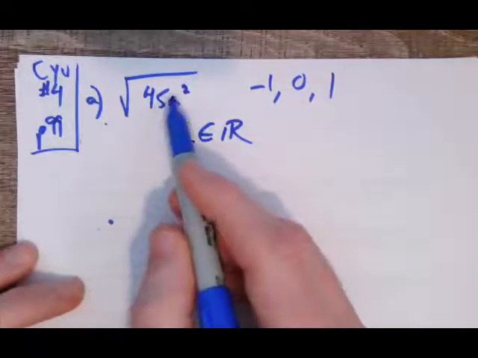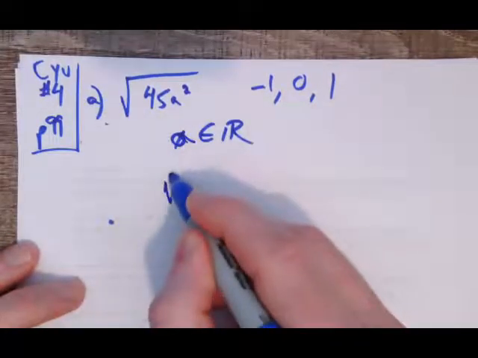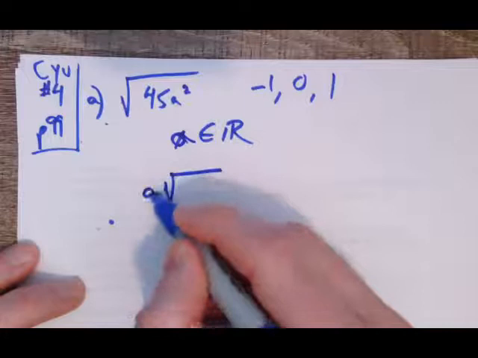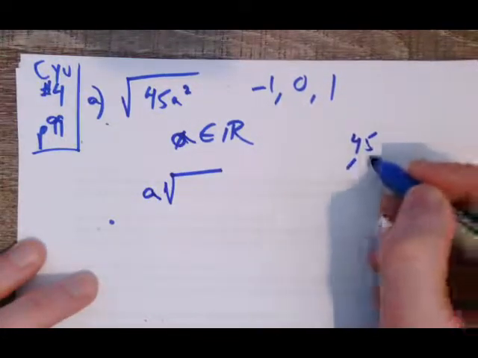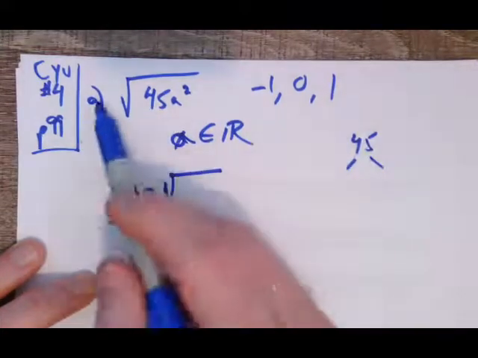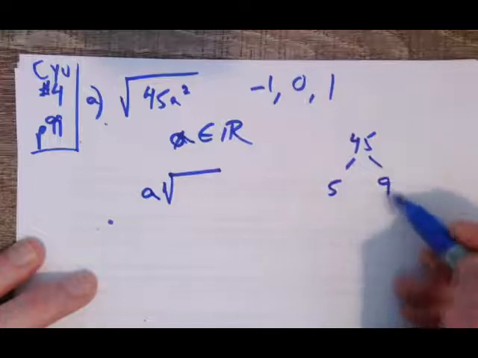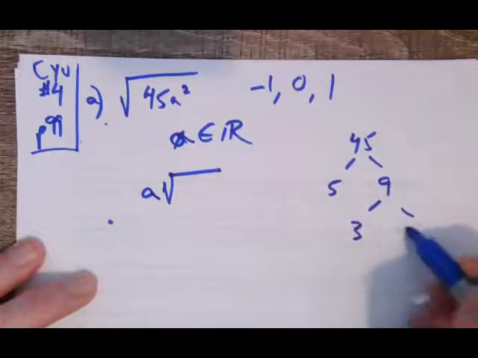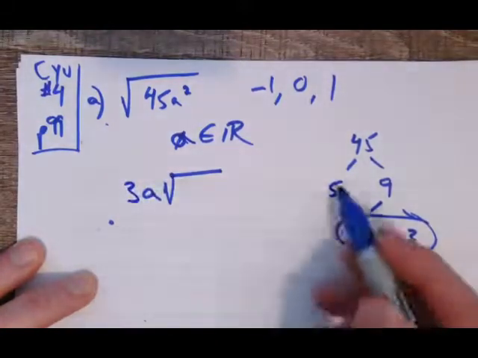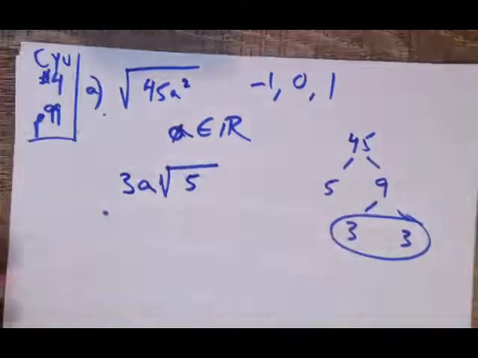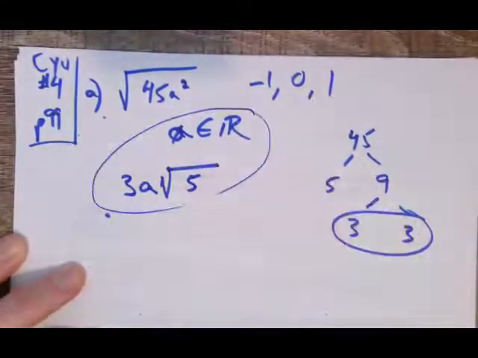But now we have to simplify, we have to bring out what we can. That A can come out, right? Because the root of A is A. Now 45, we want to break this down and bring out the pairs. So 45, 5 goes into that 9 times. 9 is 3 times 3. I can take a 3 out, 3A, but a 5 stays in. 3A root 5. This would be your answer.